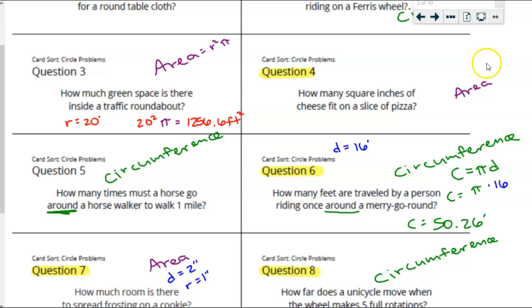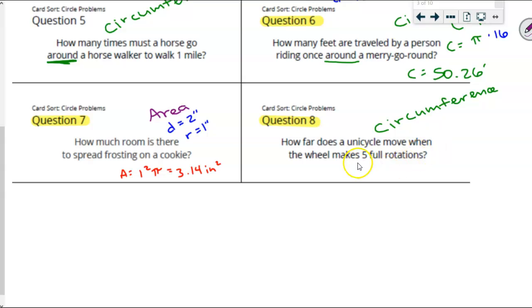If you also finished up 4 and 8, that's great. Here's the only things that I'm going to say. Since I'm asking how many square inches on a cheese fit on a slice of pizza, we would have our area, but then what would I need to do with that area? Luke. Exactly. Yeah, we'd have to divide it by 8 to find out how much is on one slice. Exactly right. Question 8, how far does a unicycle move when the wheels make 5 full rotations?